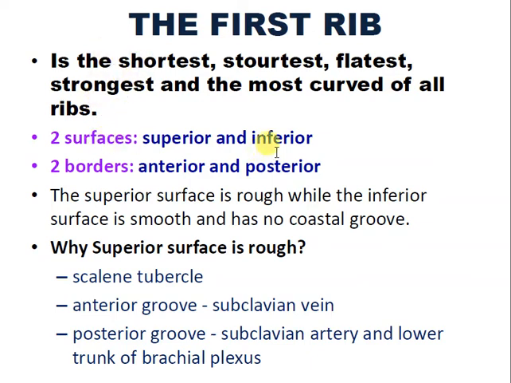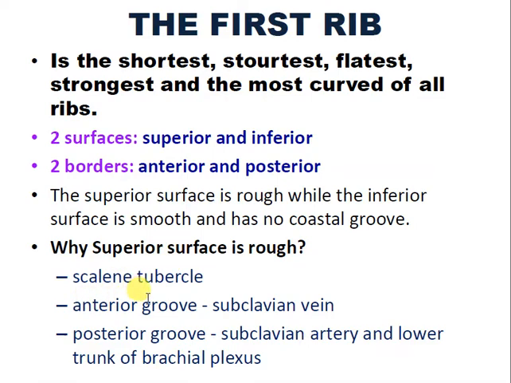It has two surfaces, superior and inferior, and two borders, anterior and posterior. The superior surface is rough, while the inferior surface is smooth and has no costal groove. Why is the superior surface rough in the first rib? We have muscles which attach on the first rib, more especially the scalene muscles. The anterior scalene muscle and middle scalene muscle attach on the first rib, forming what we call the scalene tubercle. The scalene tubercle is the point where the scalene muscle attaches on the first rib.